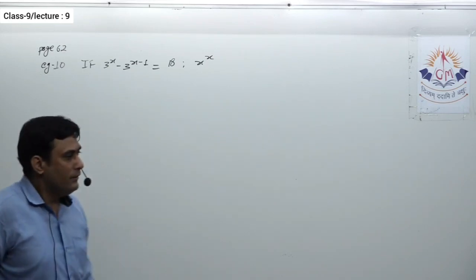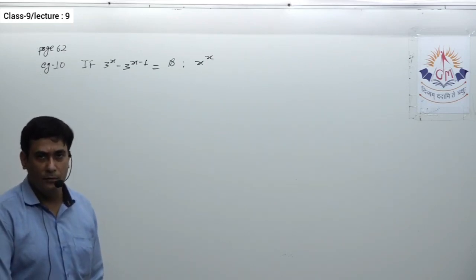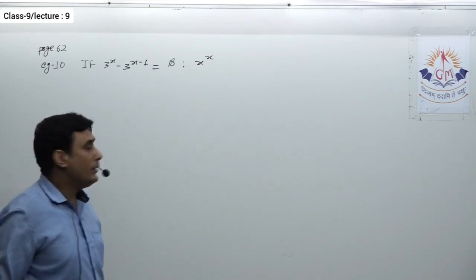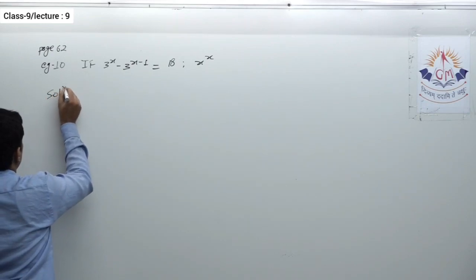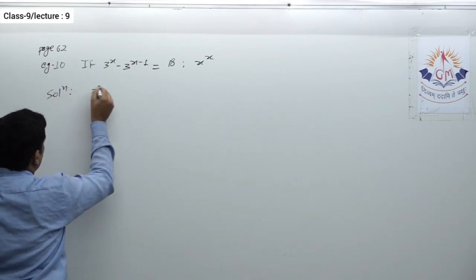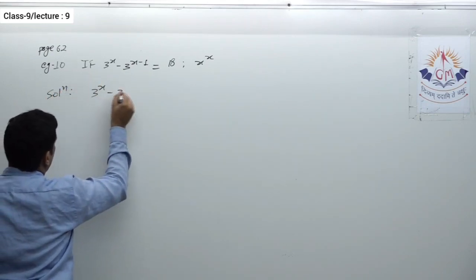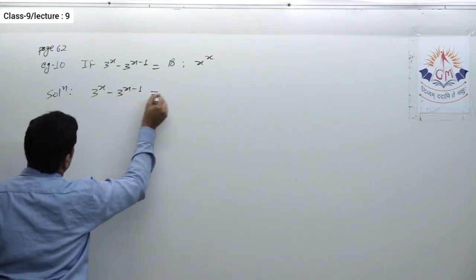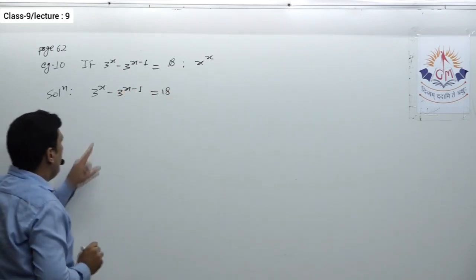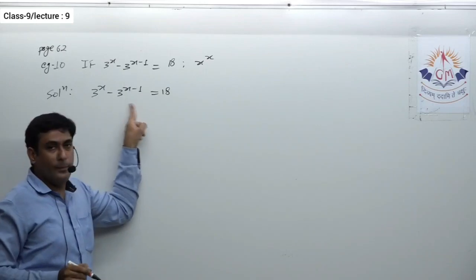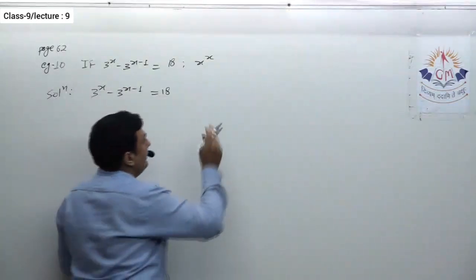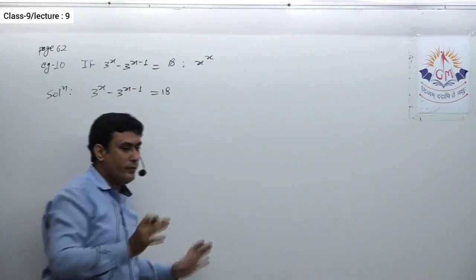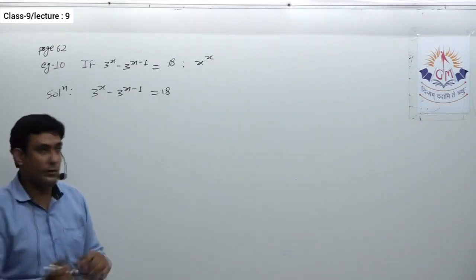So in short, first of all, we need to find the value of x, and only then is it possible to get this value. So let us see how to solve. Here we have 3 raised to x minus 3 raised to x minus 1 is equal to 18. So the very first thing that I can apply over here is the quotient law, actually in reverse direction. Whenever I ask you to remember any law, you should remember it in both ways.